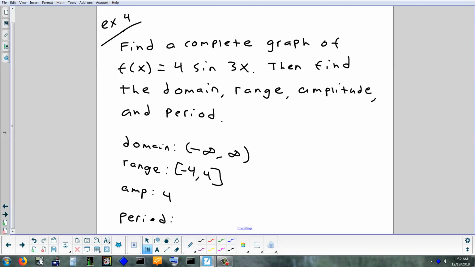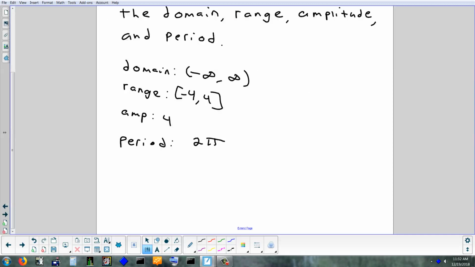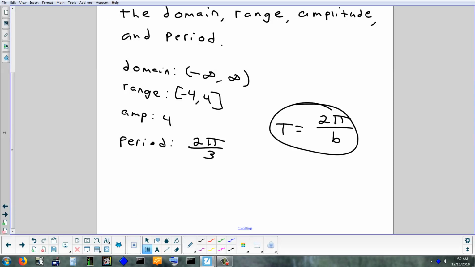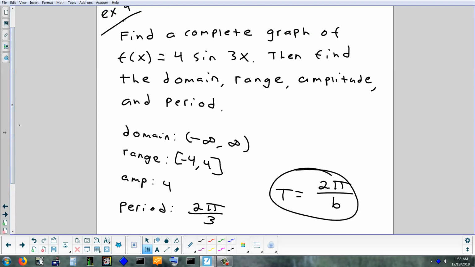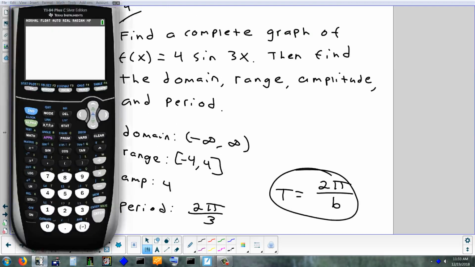2 pi divided by 3. Yep. Any questions on how we got any of those? Yeah. The period one, why? So remember the formula for period, if you're doing sine and cosine. We'll talk about the other ones tomorrow. Oh, you have to use the T formula? Yep. That's how you find the period. Right. So that's the hard part.